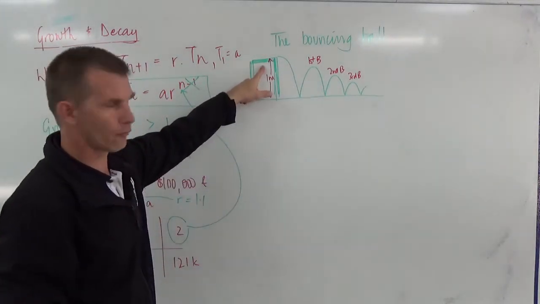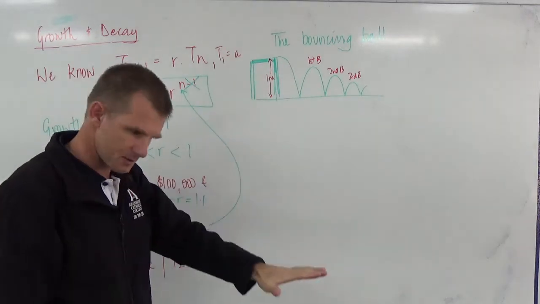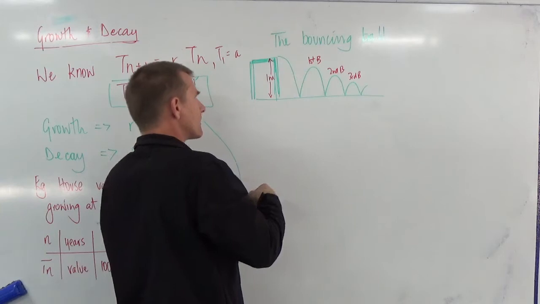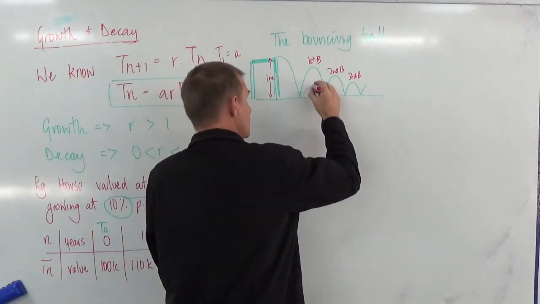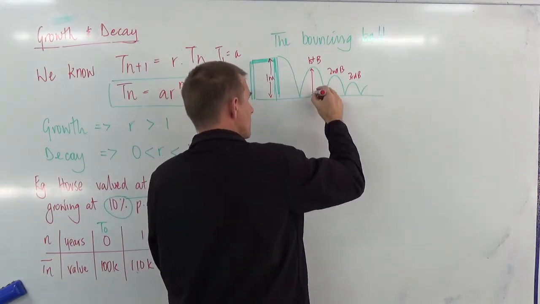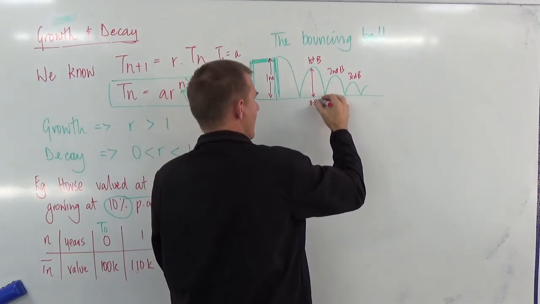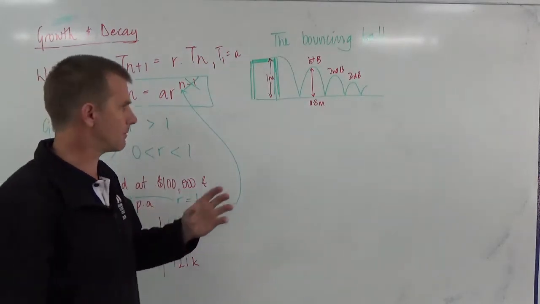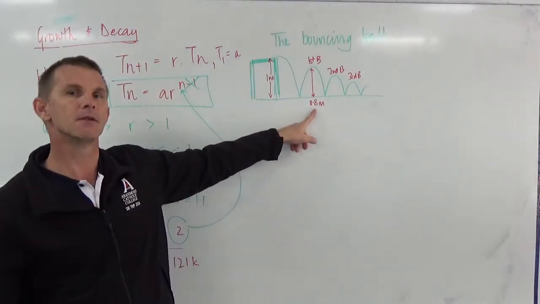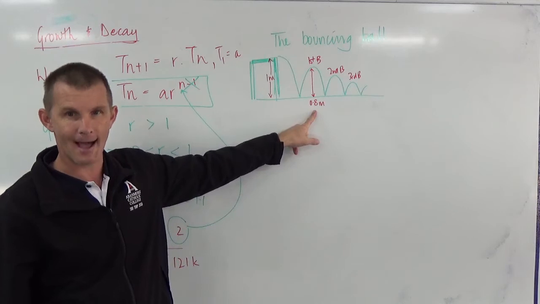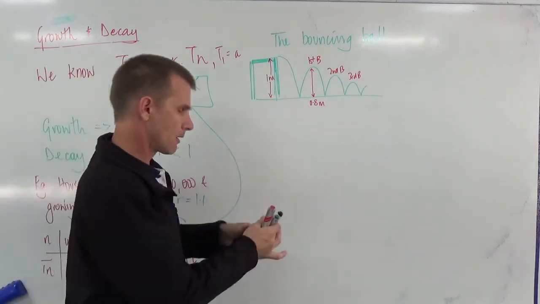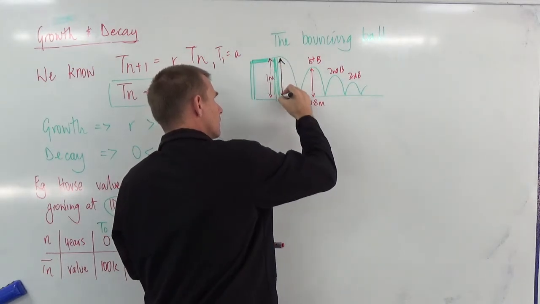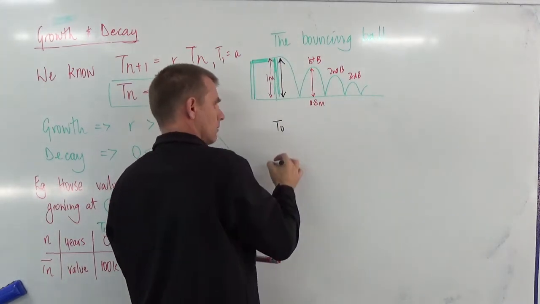Now I've said the table was 1 metre high, okay? So it's bouncing off the table so high, no problems. Now I'm going to say that the rebound here is 0.8 metres. Now I've chosen those numbers specifically because what this is telling me is the ratio, or the R value. Because see, the height of the table, let me call that T0.